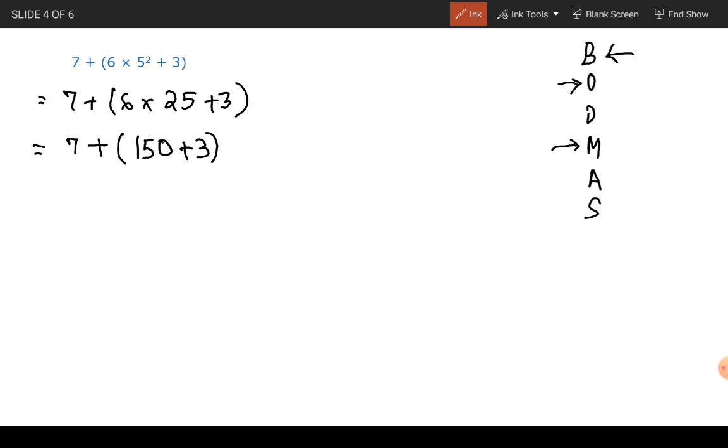Now within the bracket, the only operation that you have left is the addition. So let us solve that. So you got 7 plus 153. So 153 is the value of the bracket when it is solved. Now all that is left is the addition operation. So let's do the addition operation. 153 plus 7 is 160. And this is your final answer.